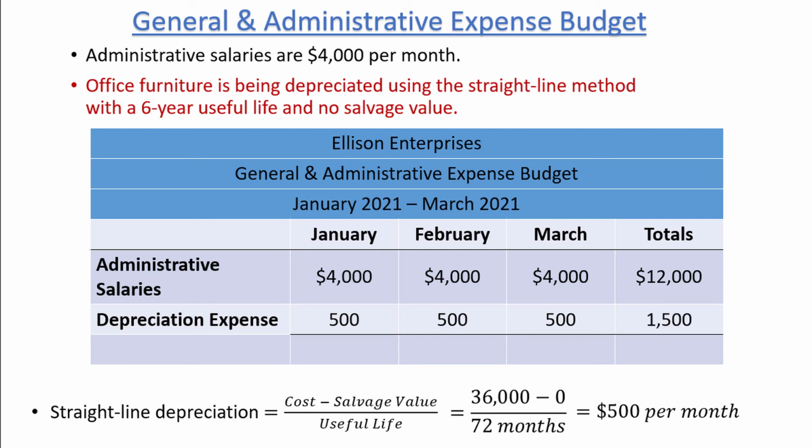Now we can add up the administrative salaries and the depreciation expense to get the total general and administrative expenses for the month, which are $4,500. Getting a grand total for the quarter by adding $4,500 up 3 times, we get $13,500 in total general and administrative expenses. This completes our general and administrative expense budget, as well as the last budget that I will be covering in this video. Join me in the next video where I will cover the schedule of cash receipts from sales and the schedule of cash payments for merchandise.